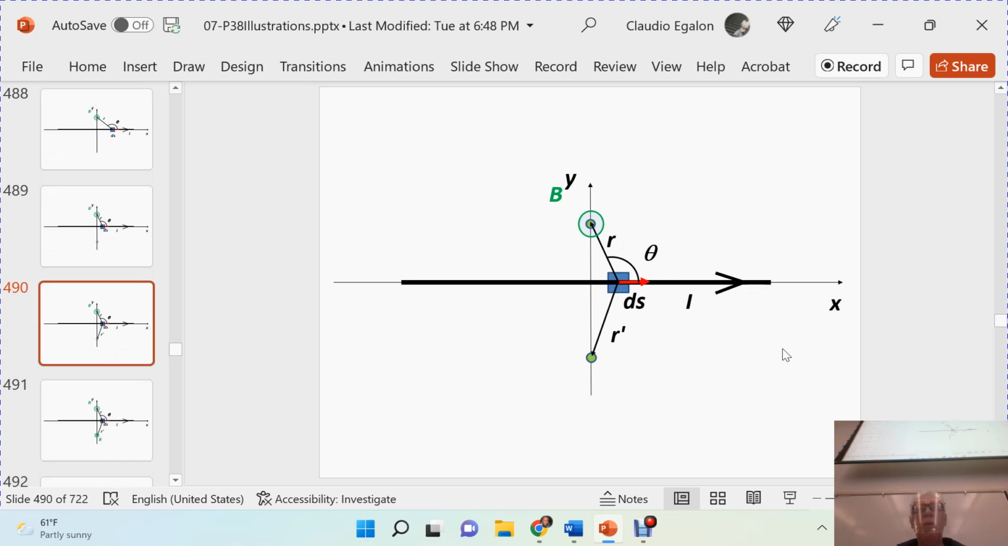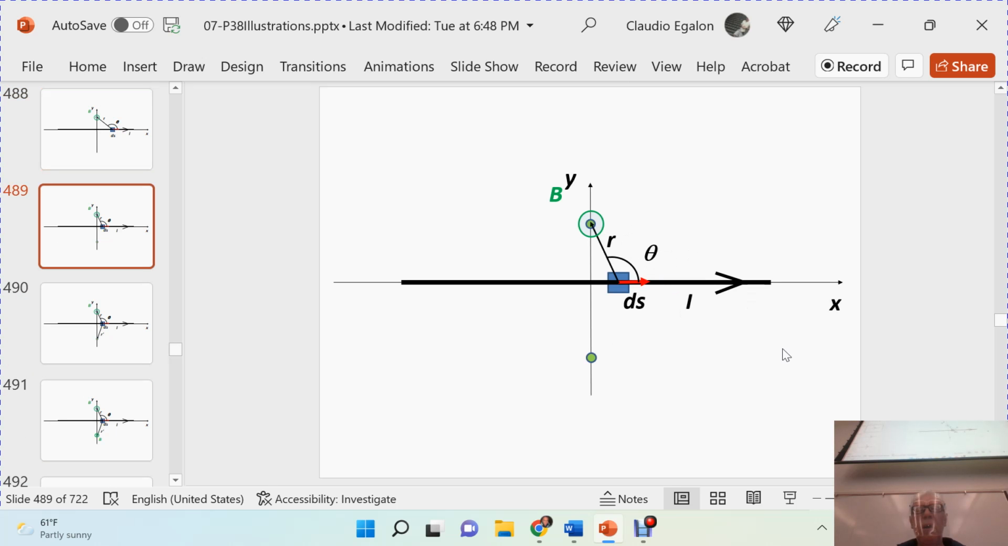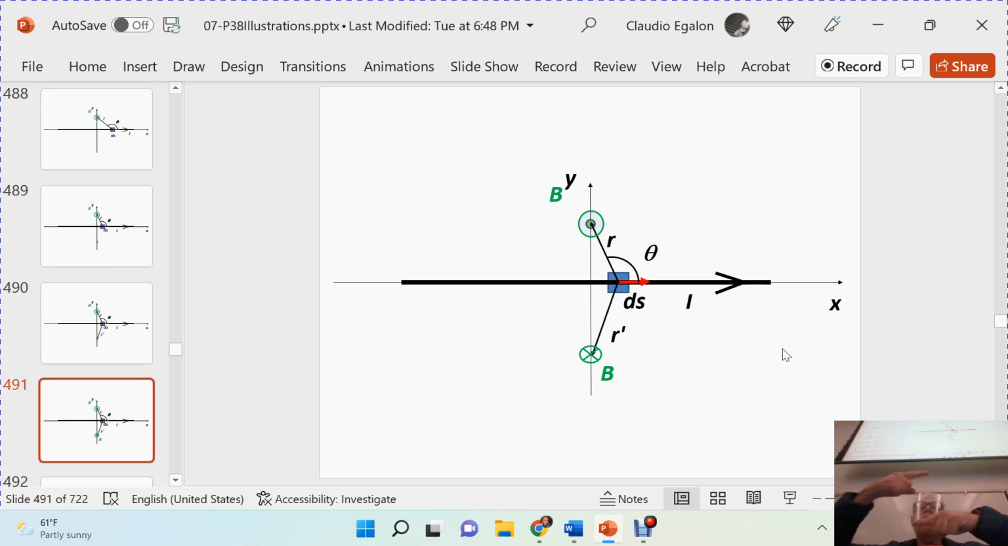Notice that it keeps on increasing. Okay. We're going to do the r cross ds cross r. That's going to be the direction of z. If you use it on the other side, the direction is going to be into the board, minus z. And you have a magnetic field that circulates around the wire. The magnetic field always circulates around the wire. Okay?